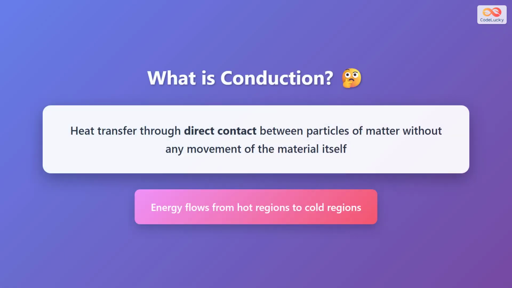Conduction is defined as heat transfer through direct contact between particles of matter without any movement of the material itself. Imagine holding one end of a metal rod while the other end is heated. The heat you feel traveling through the rod is conduction in action. The key principle to remember is that energy always flows from hot regions to cold regions. The particles in the hot region vibrate rapidly and transfer their kinetic energy to neighboring particles through collisions, creating a chain reaction of energy transfer.